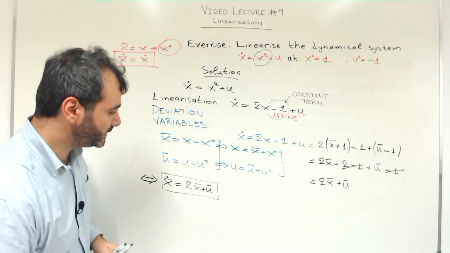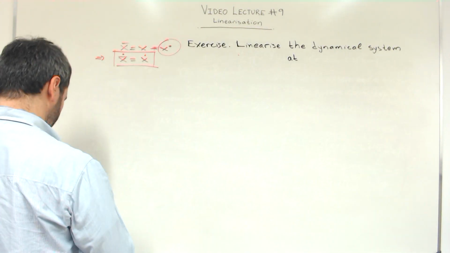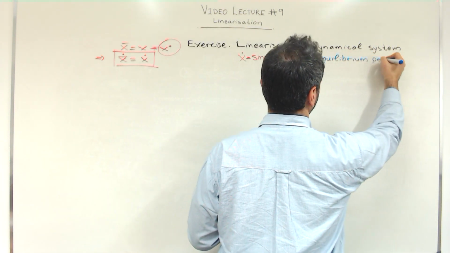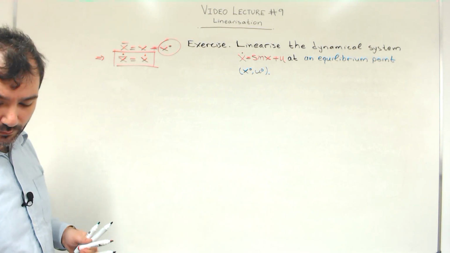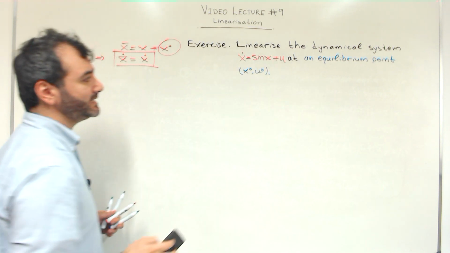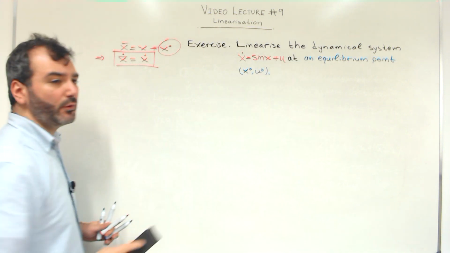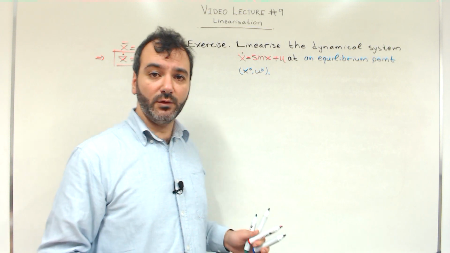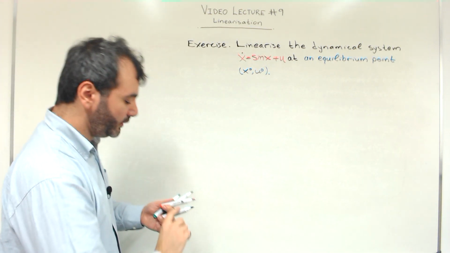Let's do one more exercise. Now this is slightly different compared to the one before. Here we need to linearize this dynamical system, x dot is equal sine of x plus u, at an equilibrium point. Not at a particular equilibrium point, just an equilibrium point. What do we know about equilibrium points?